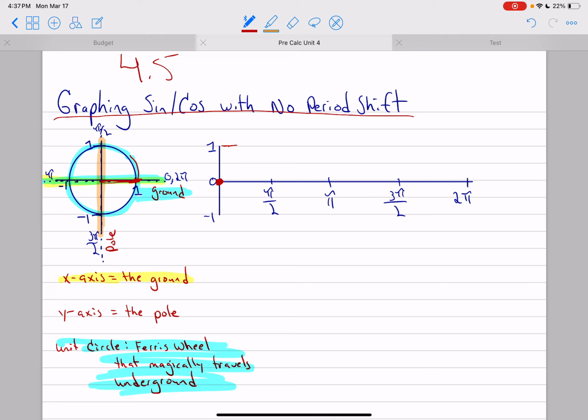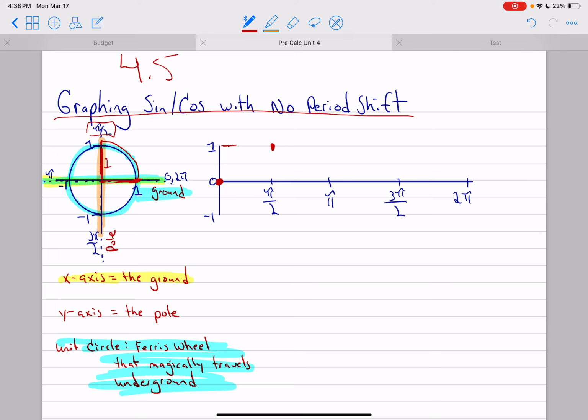It is rotating counterclockwise, and I get to this angle of pi over 2. When I'm at this angle of pi over 2, well, where am I? I'm way at the top. I'm high off the ground. I am 1 meter or 1 unit, whatever, because it's the radius. I'm 1 off the ground. So at pi over 2, I am at 1. I'm at my highest point, so I'm going to put a dot there.